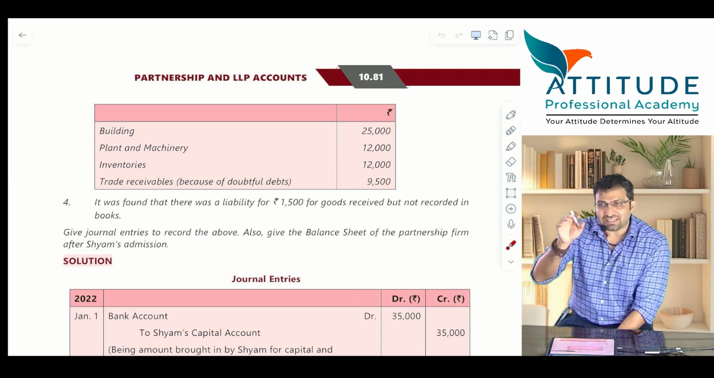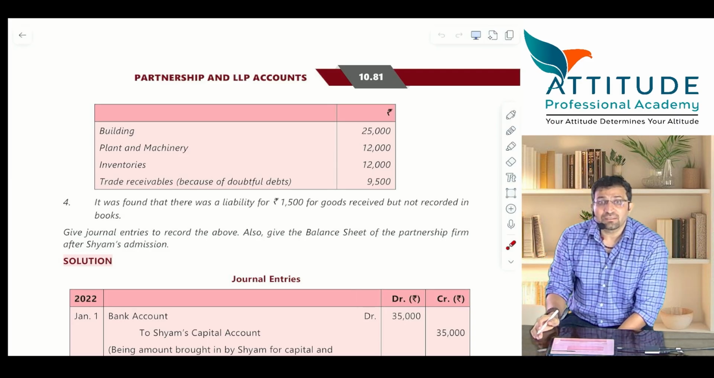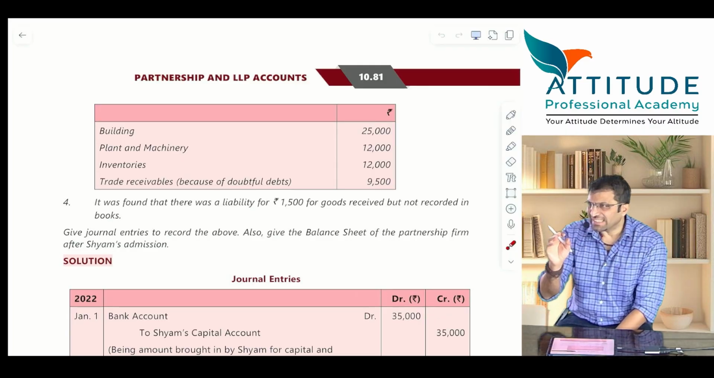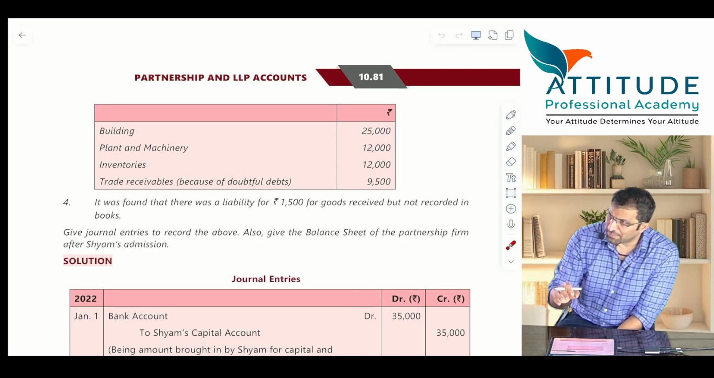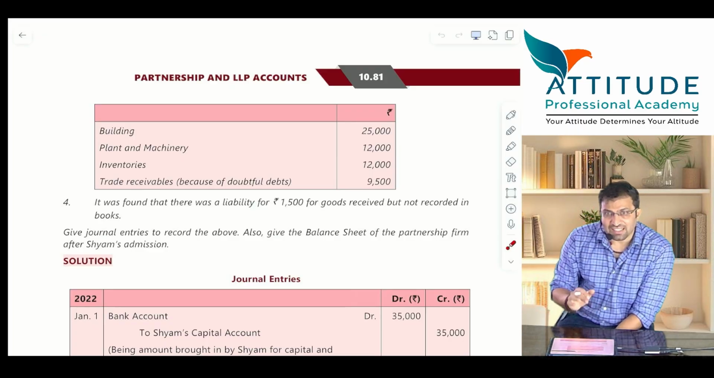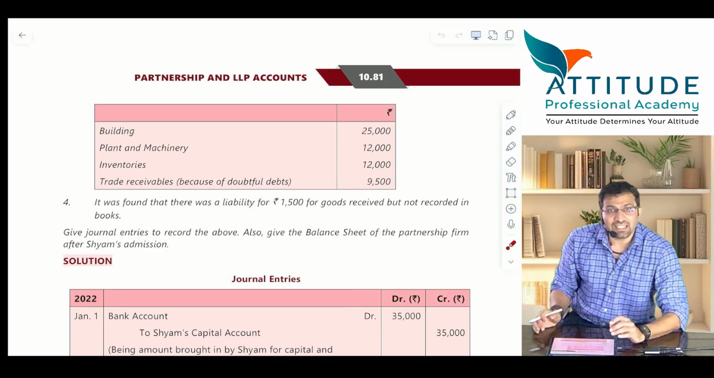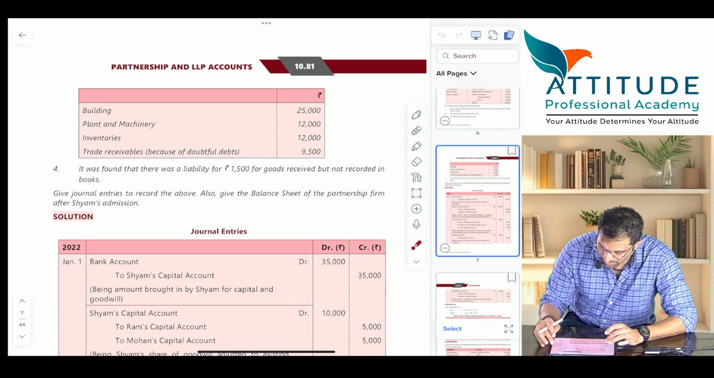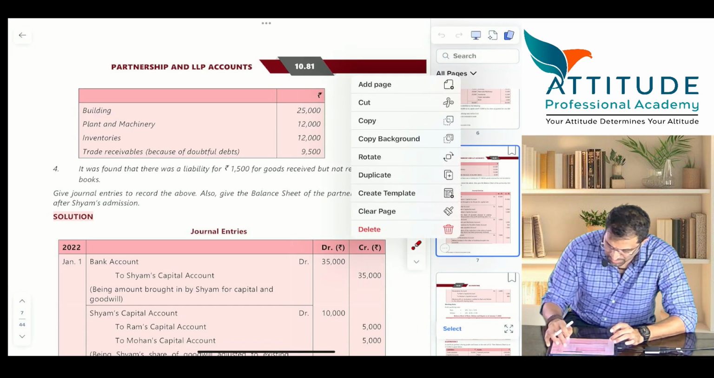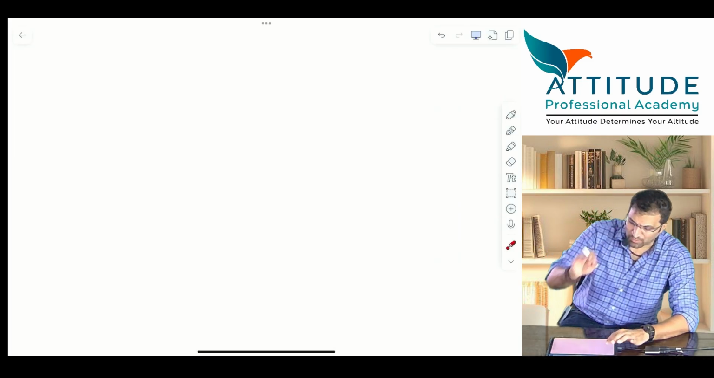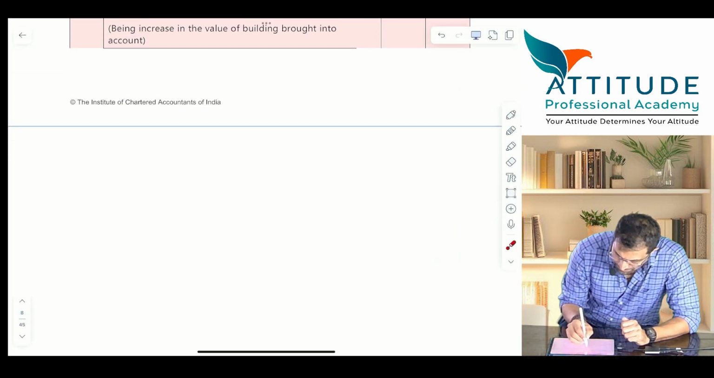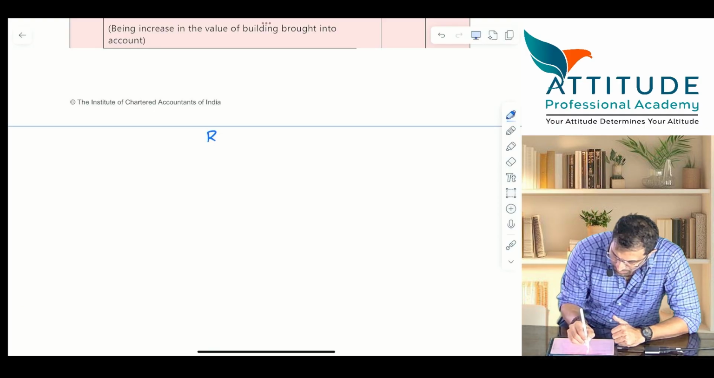They are asking only journal entries and balance sheet. But as a working note, we'll pass the entries also. We'll prepare revaluation account, partners capital account, balance sheet. Below that we'll put journal entries. Is that clear? Yes? Start. We will not look at their answer. We will do on our own, part by part. First, revaluation account.